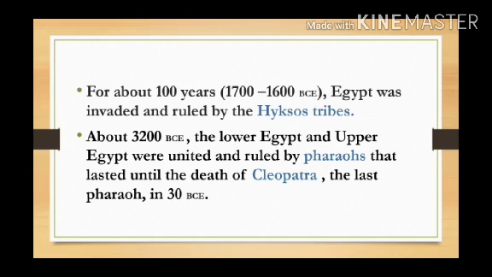Well, we must know that from the earliest times, Egypt was divided into two parts, that is, Lower Egypt and Upper Egypt. And about 3200 BCE, these were united and ruled by pharaohs, or rulers, to become a brilliant civilization that lasted until the death of Cleopatra, the last pharaoh, in 30 BCE.